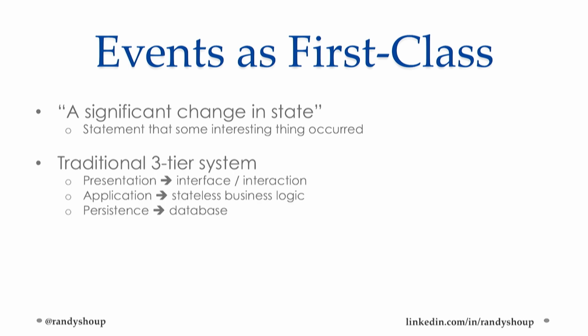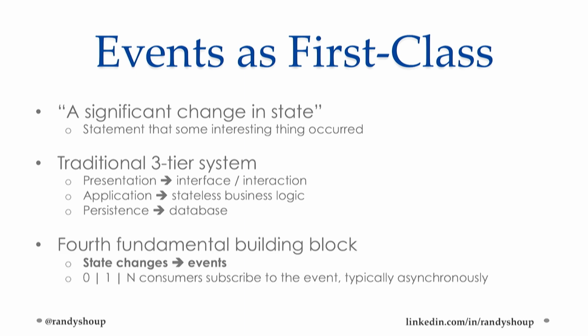We're probably all familiar with the traditional three-tier system where we have some kind of presentation or UI, over an application tier, and at the bottom there's some persistence mechanism, which is usually a relational database. But I think if we only think in the three-tier model, we are missing a fundamental building block. This idea of an event or a state change as a first-class idea in our infrastructure.